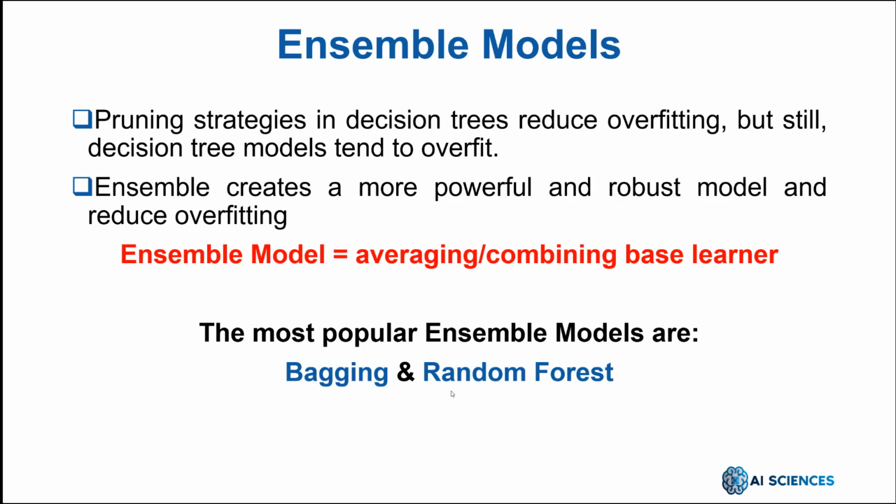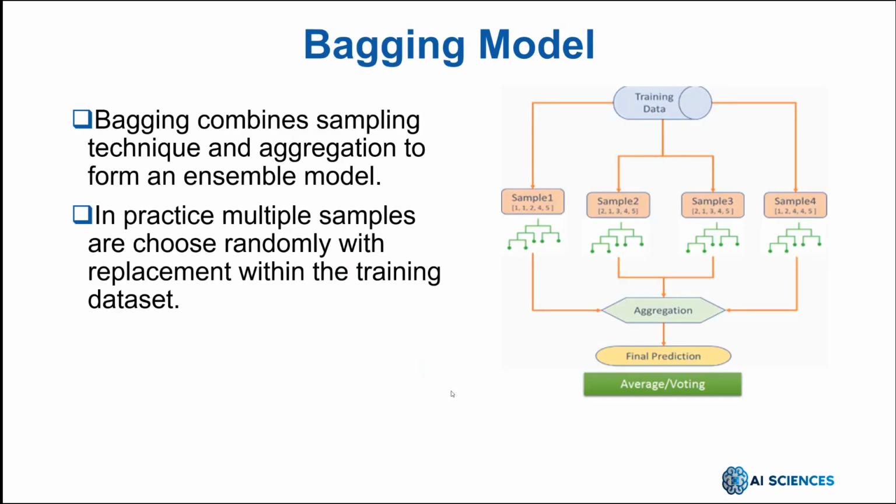The most popular ensemble techniques are bagging and random forest. Bagging combines sampling techniques and aggregation to form an ensemble model. In practice, multiple samples are chosen randomly with replacement within the training dataset. Let me explain how the sampling is made.